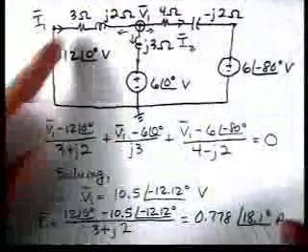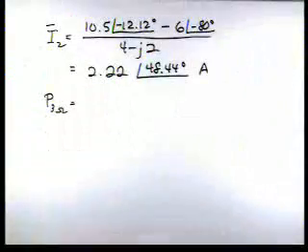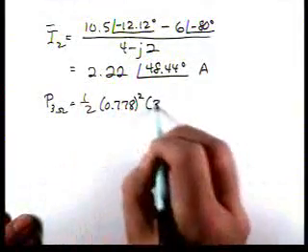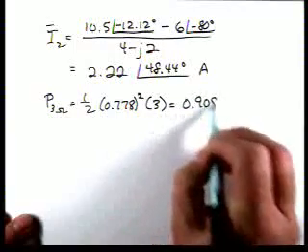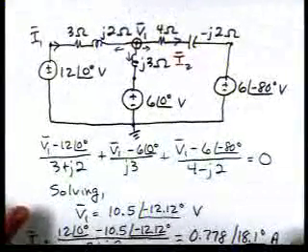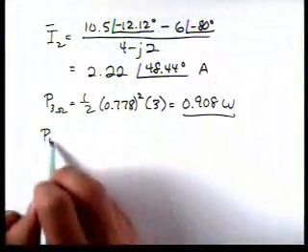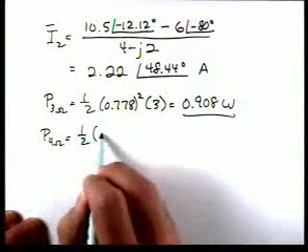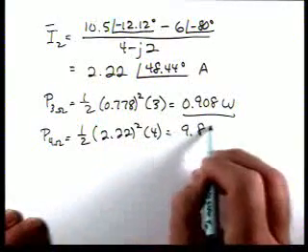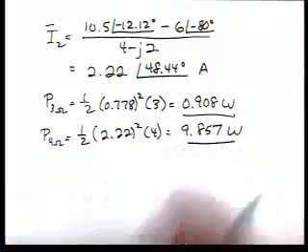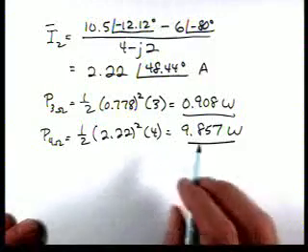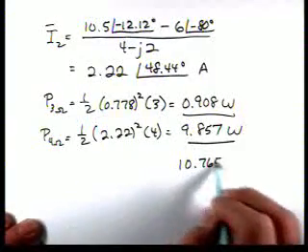I1 flows through the 3 ohm resistor. Okay, so we have 1/2 times 0.778 squared times 3, which is 0.908 watts. And then the 4 ohm resistor, current I2 flows through it. So for the 4 ohm resistor, we have 1/2 times 2.22 squared times 4 for 9.857 watts. And the total of those two absorbed is 10.765 watts.